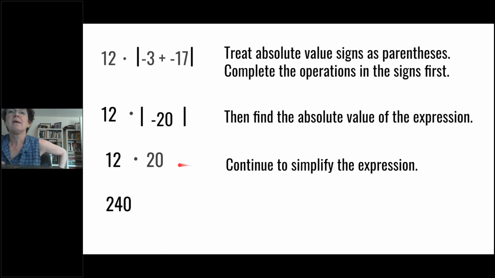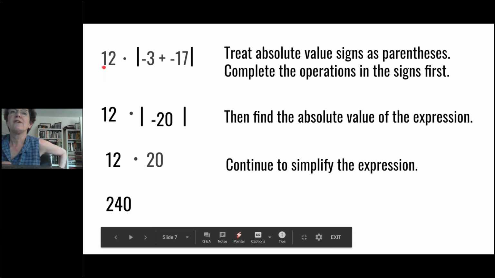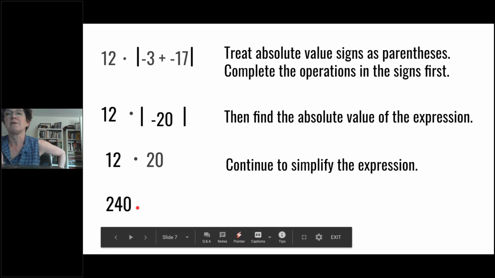So then after we've done that, we still continue to simplify this expression. 12 times 20. 12 times 20 is 240. So this expression, 12 times the absolute value of -3 plus -17, becomes 12 times the absolute value of negative 20 because I needed to do what was in this grouping symbol first. Then I do what that grouping symbol is telling me, which is to find the absolute value of negative 20, which is positive 20. And then I simplify 12 times 20.